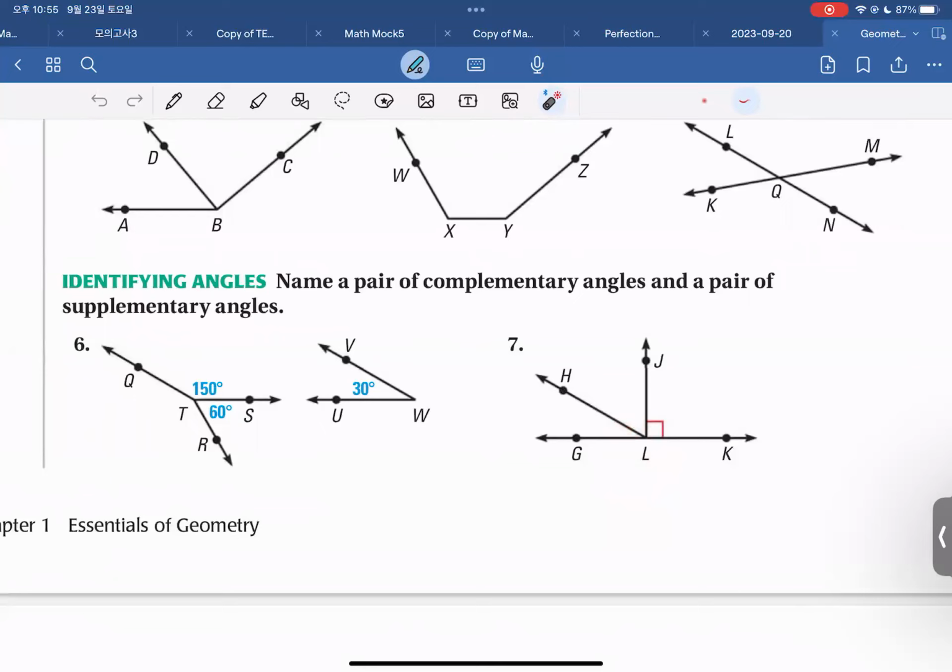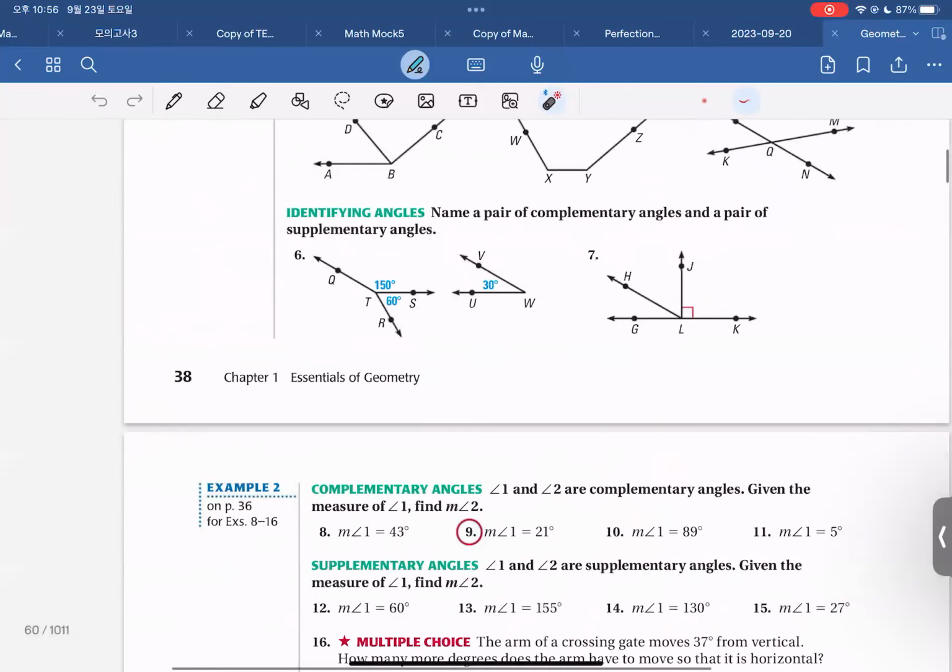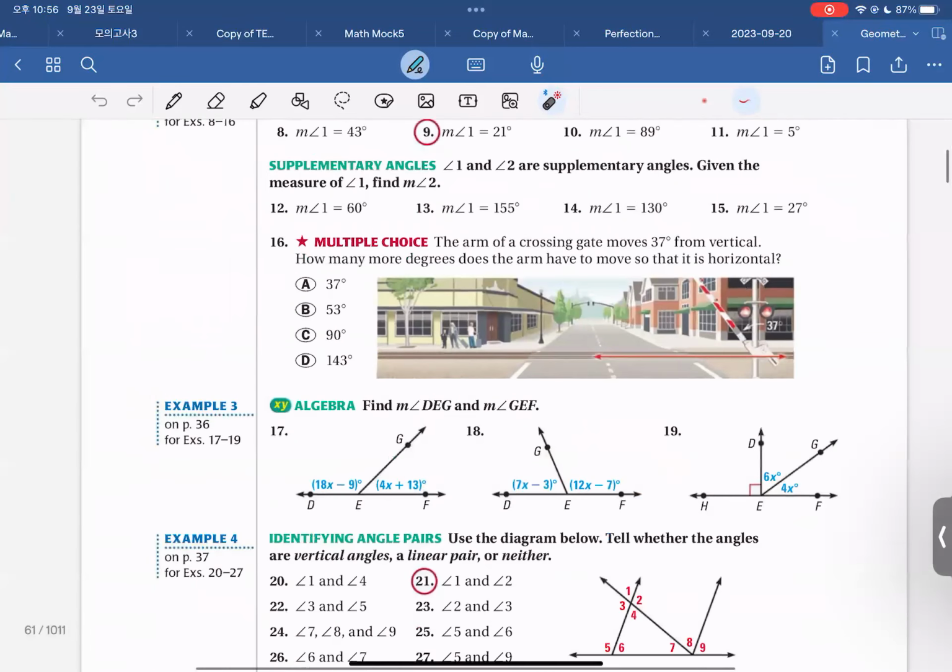And let's look at a supplementary pair. I think this would be JLK and JLG because they're two angles that add up to 180 degrees. In this case, it is highly possible that both angles are 90 degrees, but in the end they still add up to 180, so that would be the answer for number 7.